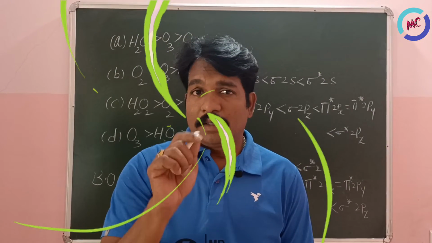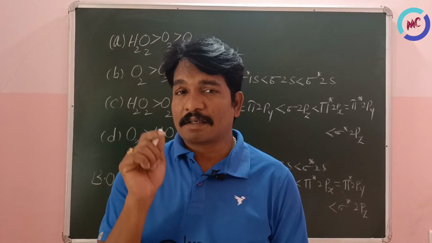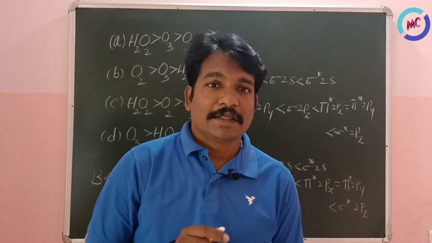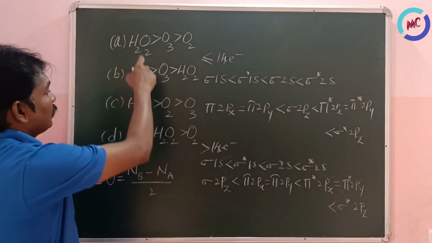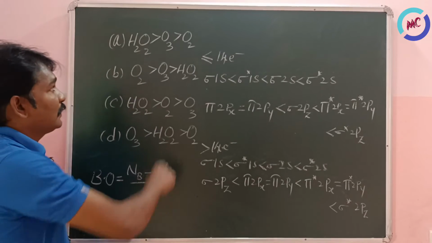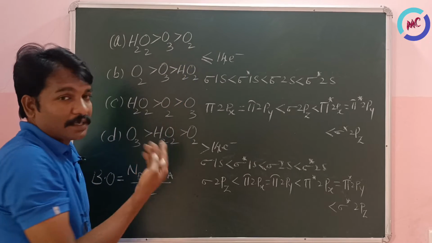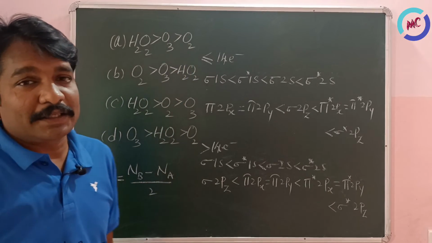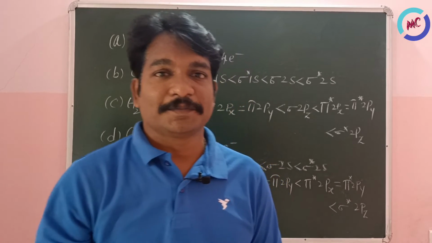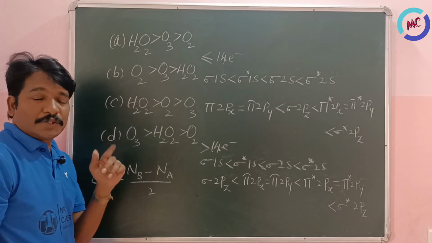In the fifth question, they are asking the correct order of bond order. Okay, and see here they have given three different molecules. H2O2 means hydrogen peroxide, O3 means ozone, O2 is the oxygen molecule. They are asking the correct order of bond order. We will find out. Hydrogen peroxide, H2O2.